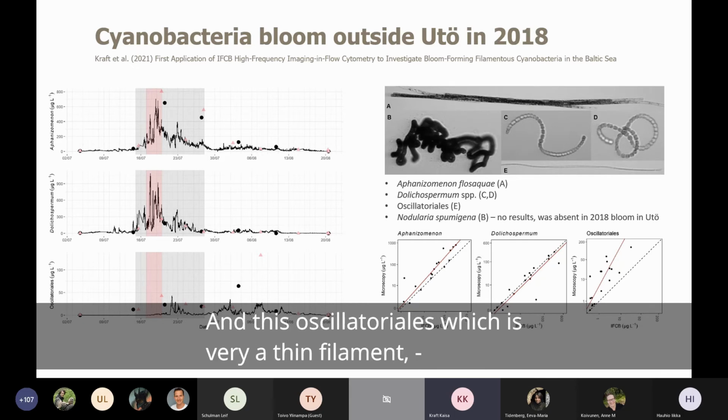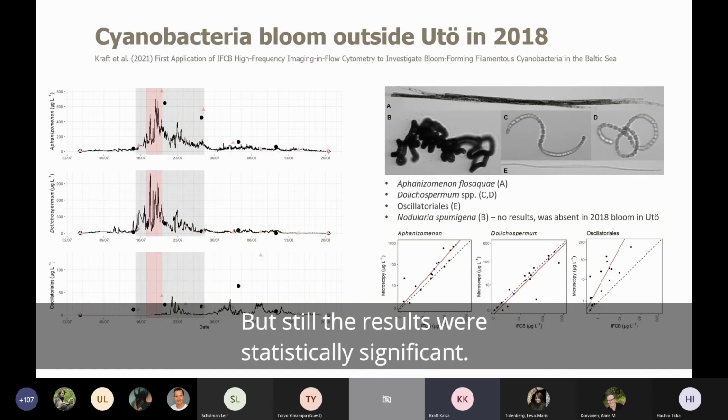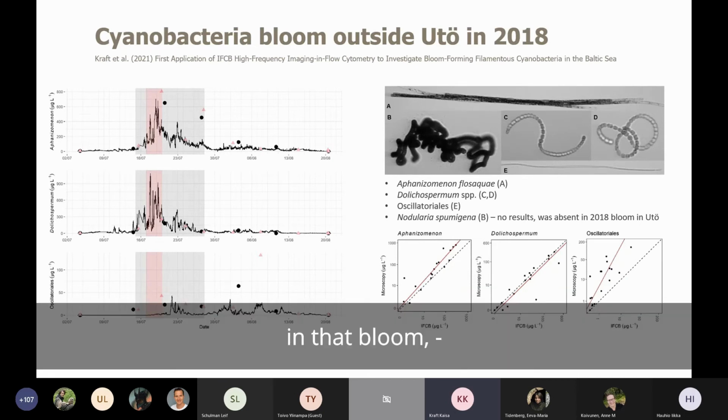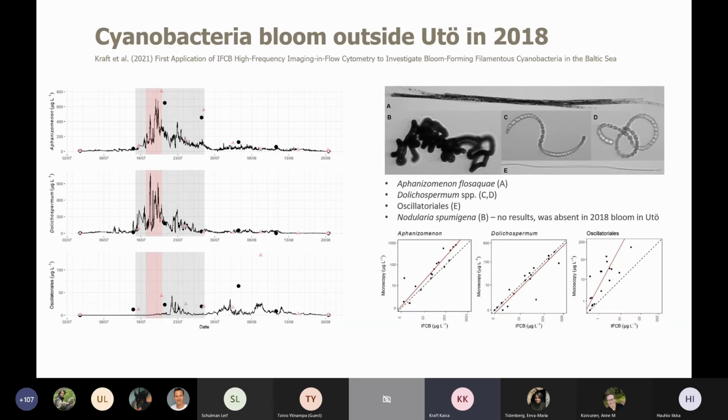And Oscillatoriales, which is a very thin filament, deviated a little bit more, but still the results were statistically significant. Unfortunately, we didn't have any Nodularia spumigena in that bloom, so we don't have results for that.